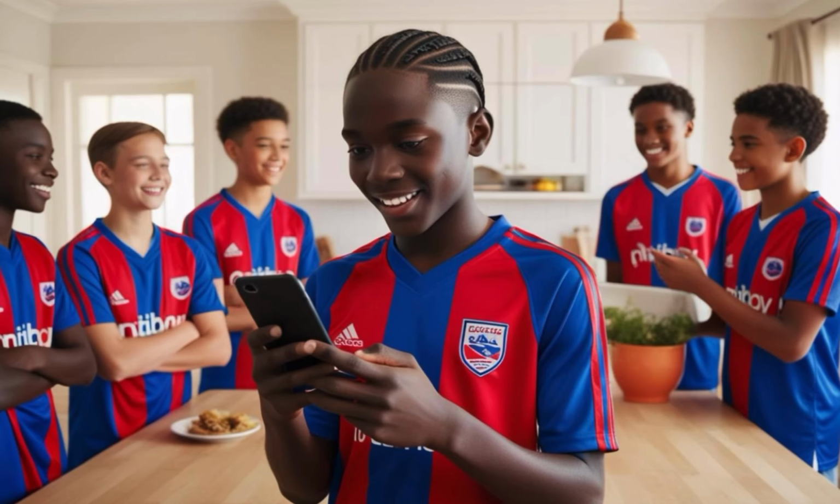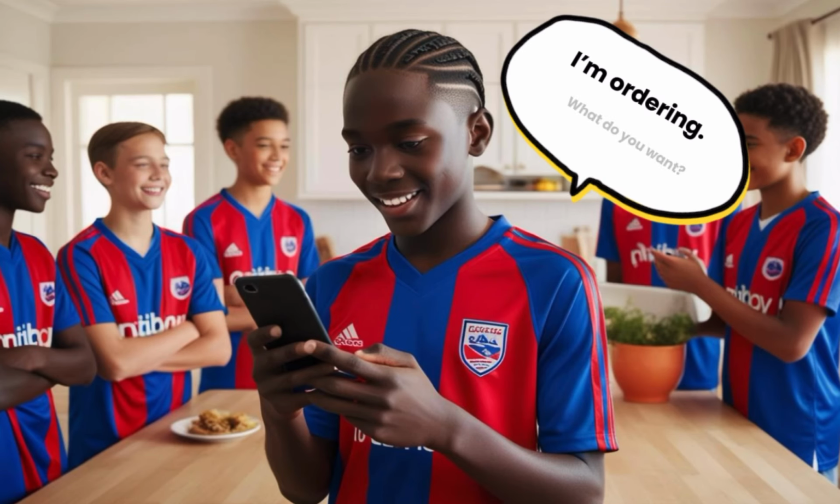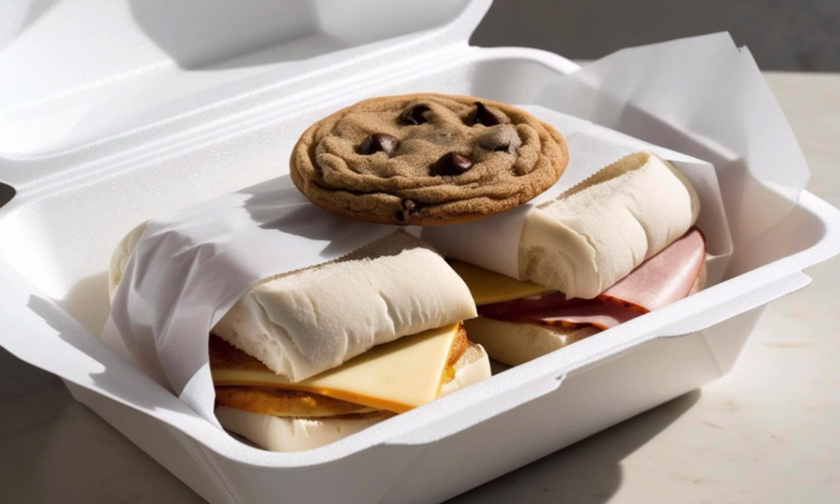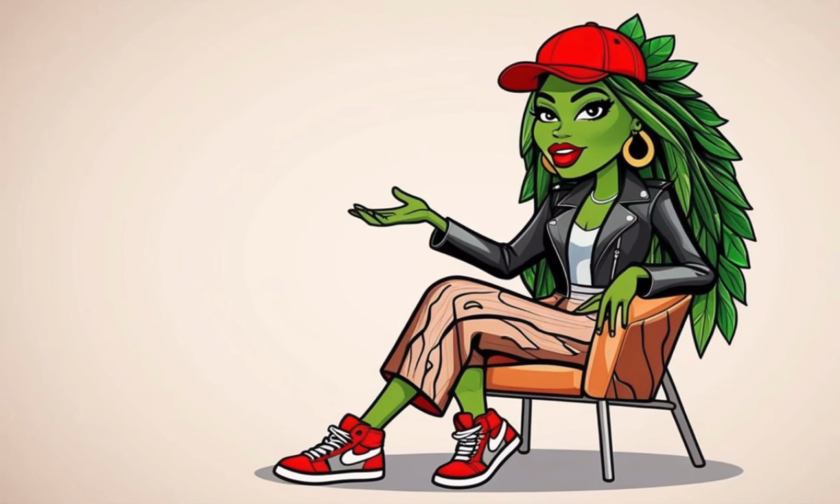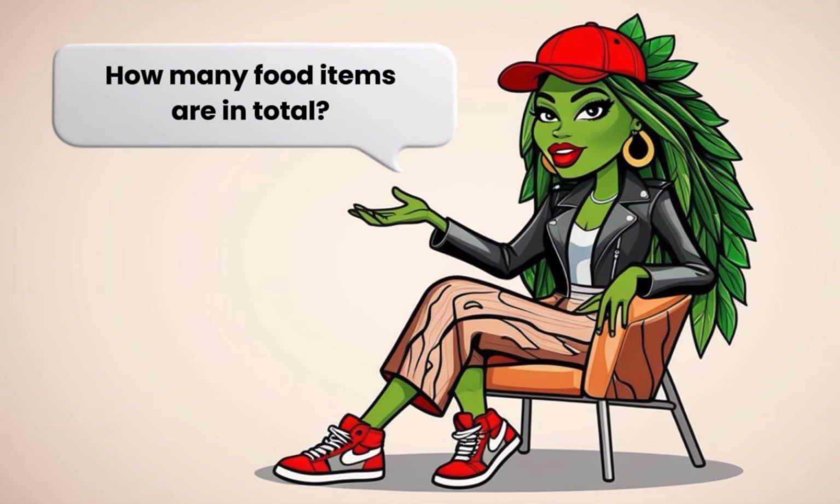Imagine this. You are placing a lunch order for yourself and 5 friends. So you order a total of 6 lunches. Each lunch comes with 2 sandwiches and 1 cookie. If you and your friends are to share an equal amount of food, how many sandwiches and cookies would there be in total when the order arrives?